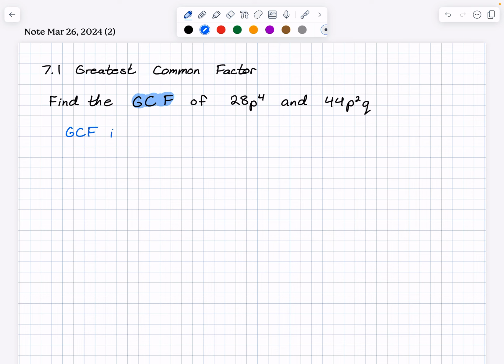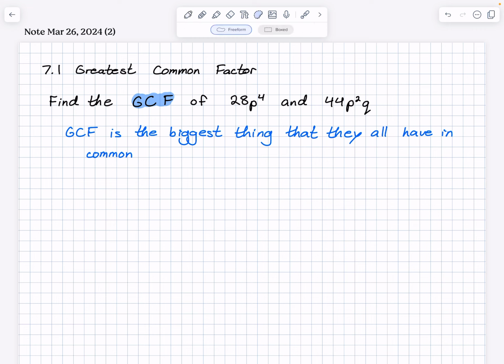The GCF is the biggest thing that they all have in common. The biggest thing that they all have in common. When I say they have it in common, I mean they're all divisible by it. So it's the biggest thing that they are all divisible by. Let me show you what I mean with this example.